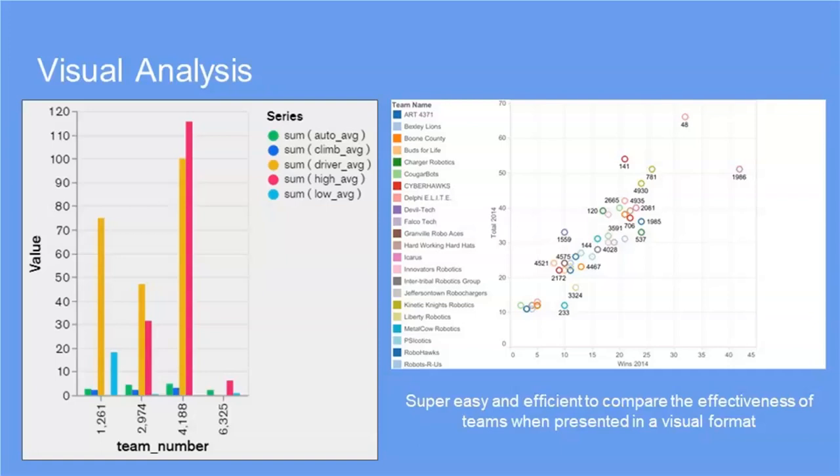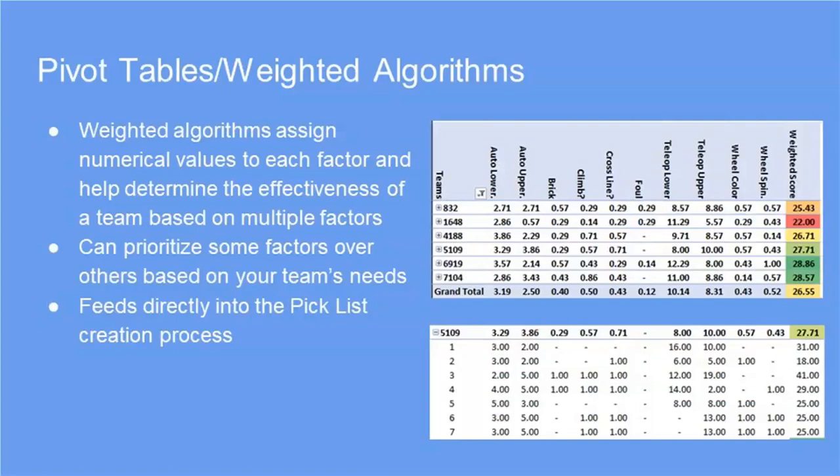However, I would not recommend basing key decisions entirely off of these graphs, because they won't tell the whole story. They'll just show you what your eye can really pick up. So in order to get a holistic view of the data, you'll want to conduct some numerical analysis. Here we'll talk about pivot tables and weighted algorithms.